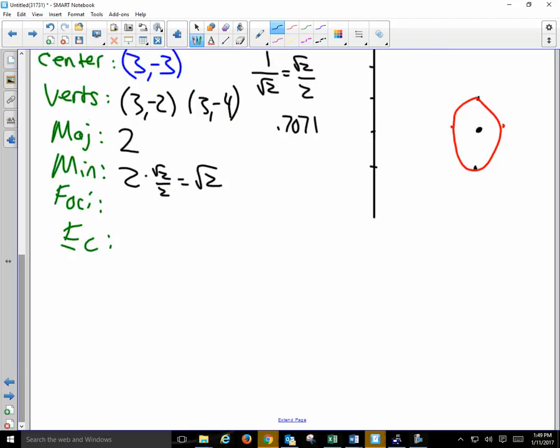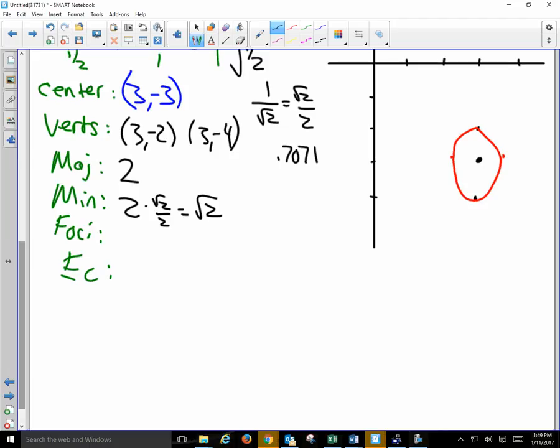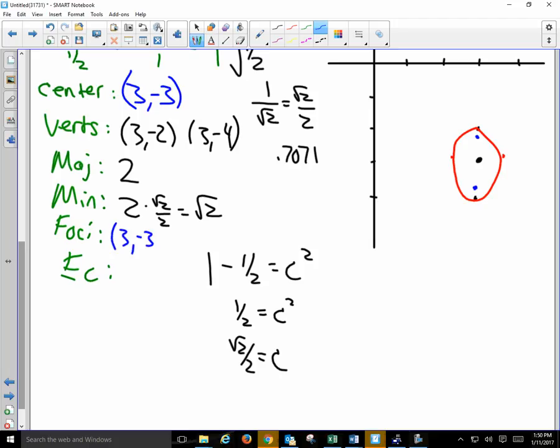Oh boy, foci. What do I do? A squared is 1, b squared is 1/2. So c squared is going to be 1/2. Huh, what's the square root of 1/2? Root of 2 over 2. So I move the root of 2 over 2 units in each direction vertically. That will change the y value of my center. So 3 and then -3 plus or minus root of 2 over 2.